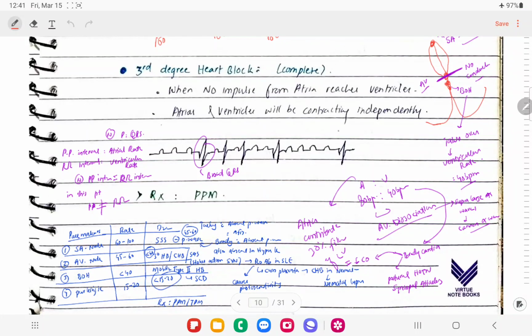So now let's talk about third degree heart block. This is also known as complete heart block, also known as Stokes-Adams syndrome, right? So in this condition, there is no impulse conducting from the atria to the ventricle, right? So atria will be contracting on the directions of SA node and ventricles will be contracting independently on the directions of bundle of His.